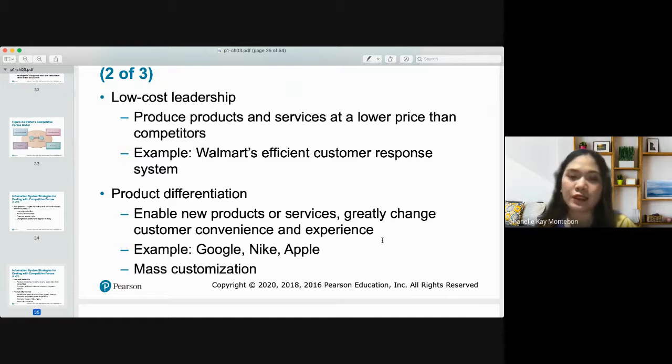Si Apple naman, it is very known for its product differentiation. Yearly, meron siyang updates. Meron na namang bagong 13 Pro. So sa 13 Pro, wala siya masyadong difference sa 12 except for nagkaroon siya ng offer ng 1 terabyte.